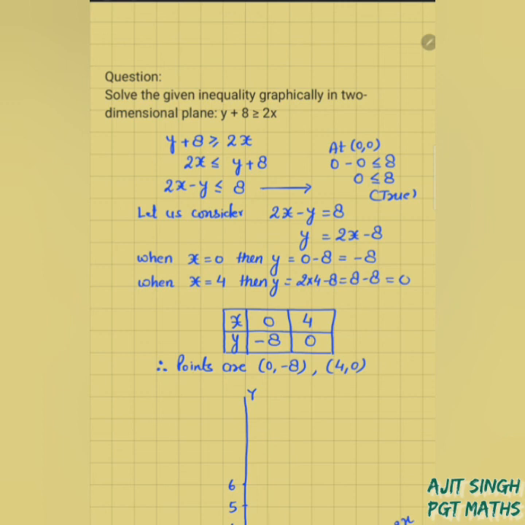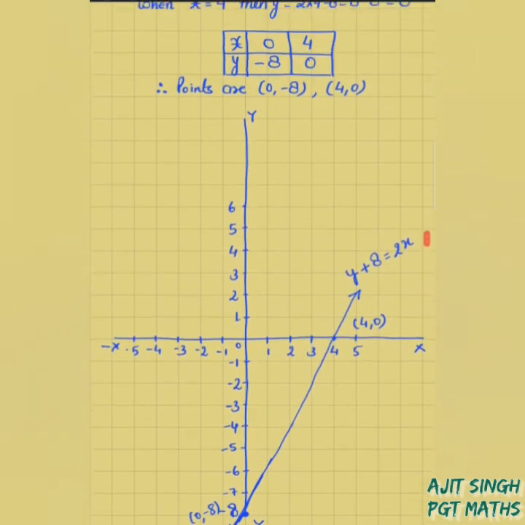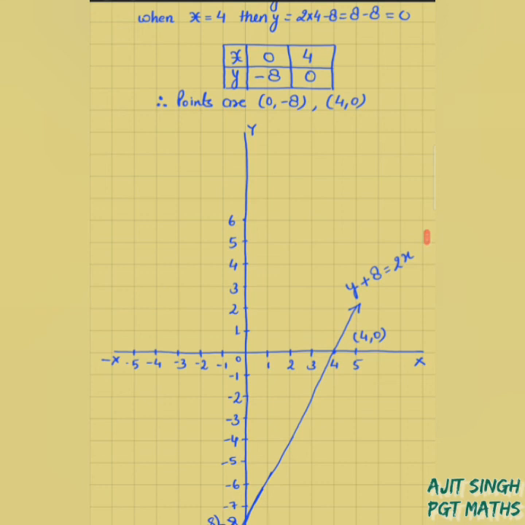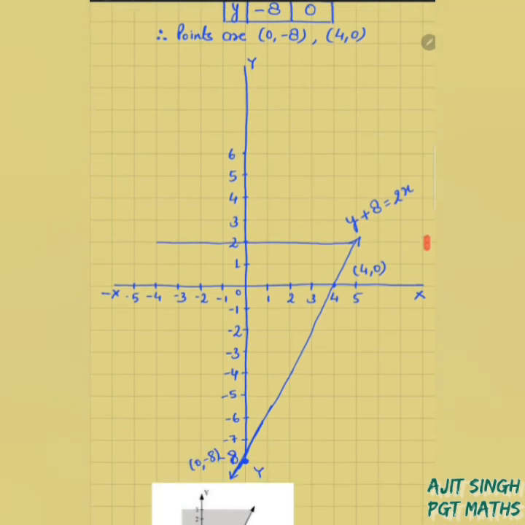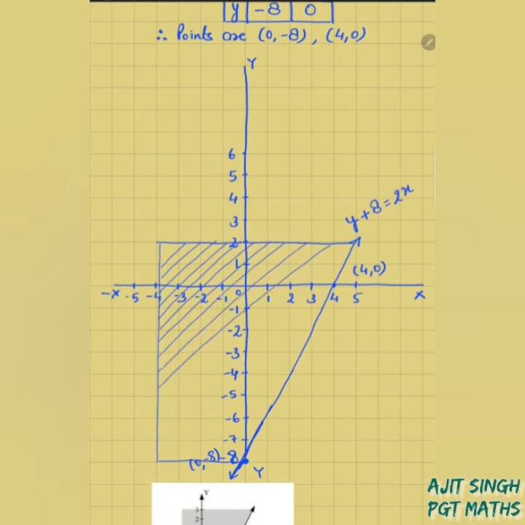Because the statement is true, the solution region is on the side where the origin lies, that is the upper half of the plane. So this is the upper half of the plane. You can shade here. You can shade in any way. You can draw the lines or you can shade using the pencil. This is the solution region.